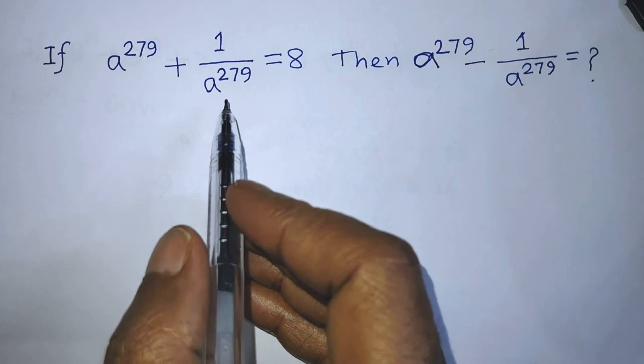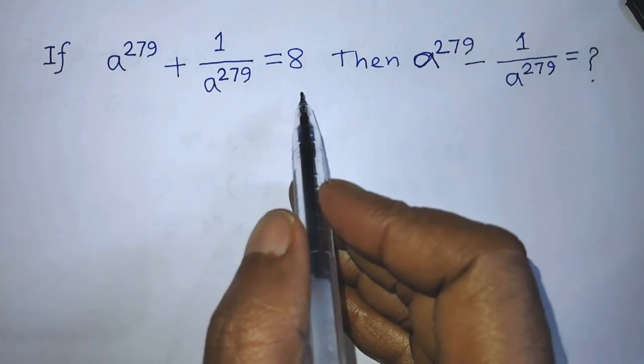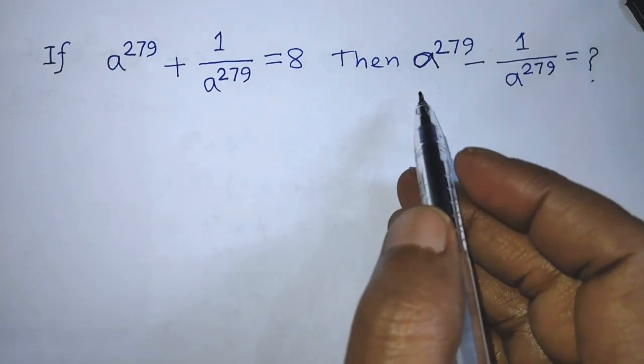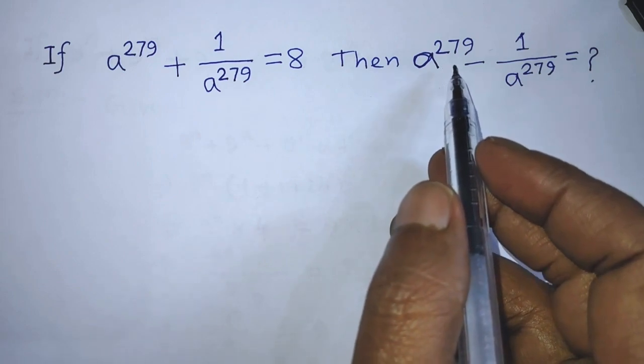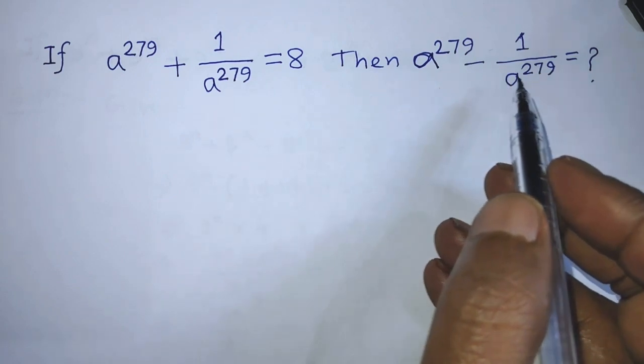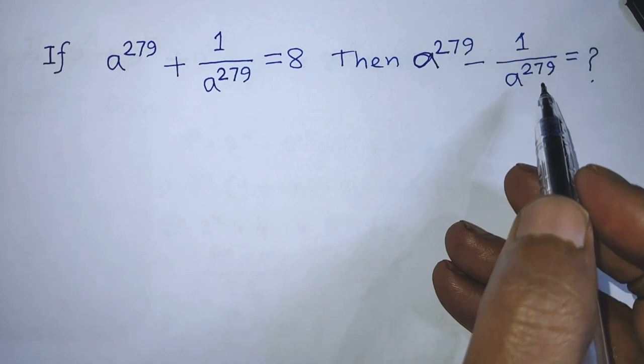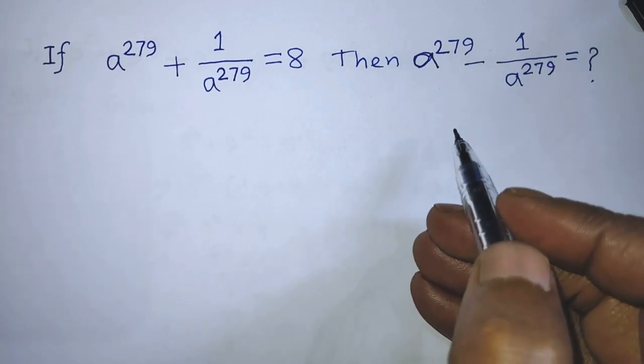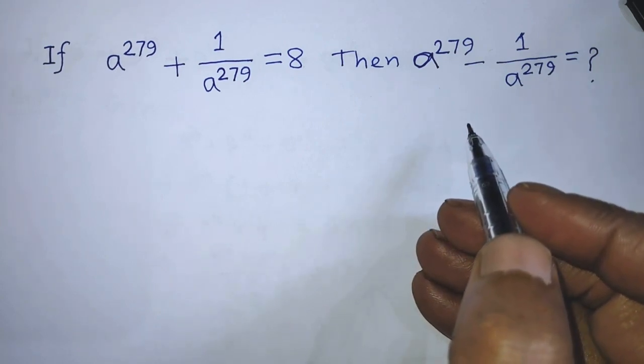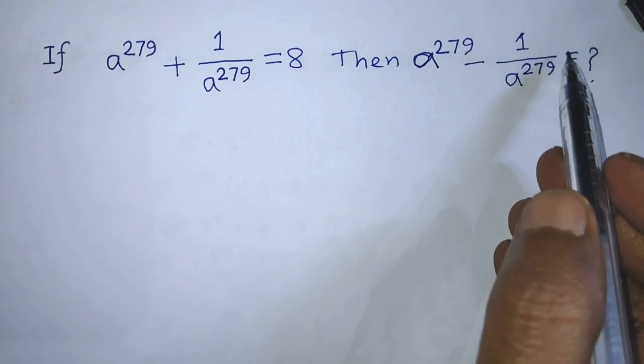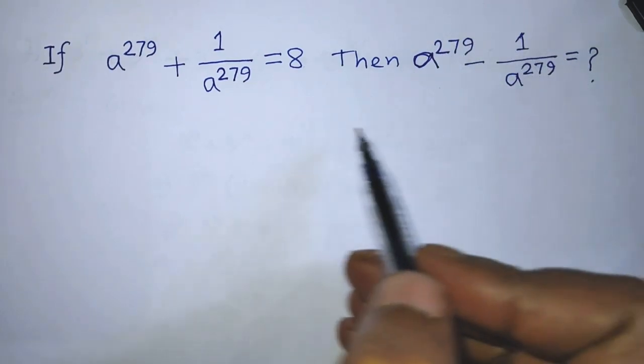If a to the power 279 plus 1 over a to the power 279 is equal to 8, then find the value of a to the power 279 minus 1 over a to the power 279. So student, today in this video I am telling you how to find the value of this algebraic expression from this equation.